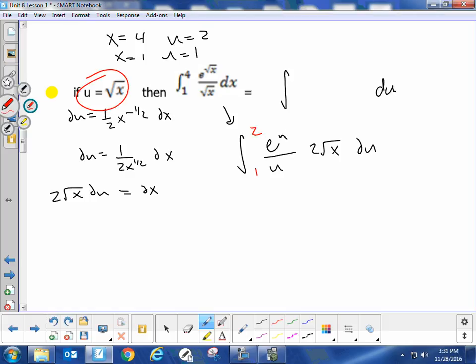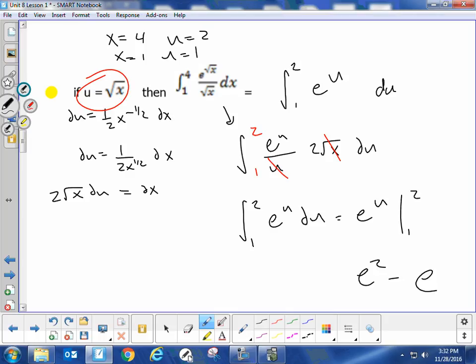However, we should know that u is equal to root x. So actually this and that will cancel. So you don't have x's and u's. You will just have u's. Okay, and you can actually find this. So the antiderivative of e to the u is e to the u. Between 1 and 2, you'd have e squared minus e. Done. But that wasn't the question. The question was to write it in terms of an integral with u's.